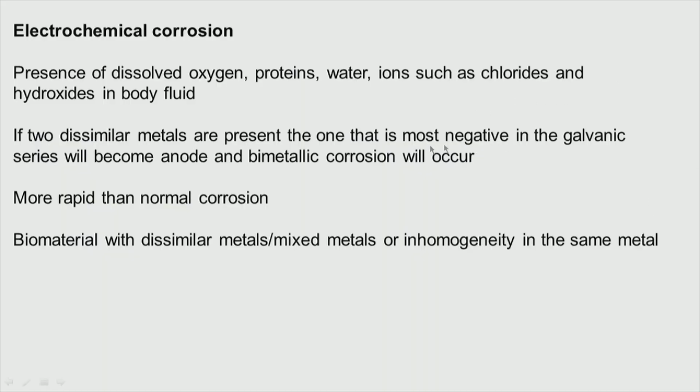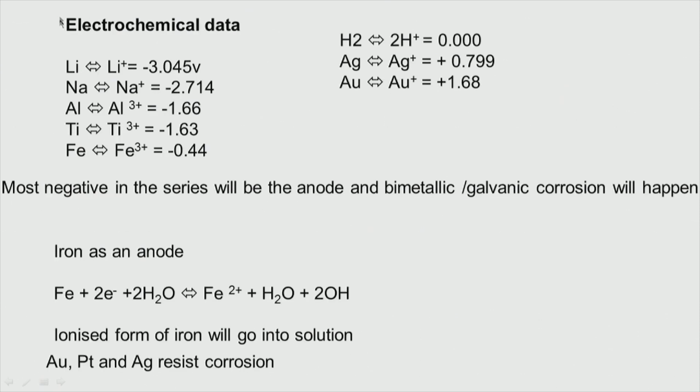So, what is this most negative in the galvanic series? Let us look at the galvanic series electrochemical data. Lithium going to lithium plus is minus 3.05 volts, sodium going to sodium plus minus 2.7, aluminum going to aluminum 3 plus minus 1.6, titanium going to titanium 3 plus minus 1.63, iron going to iron 3 plus minus 0.04, hydrogen going to 2H plus 0, silver going to silver plus 0.799, gold going to gold plus 1.68. So, the most negative in the series will be the anode and the other one will be the cathode. So, there will be corrosion taking place and that particular material will be dissolving.